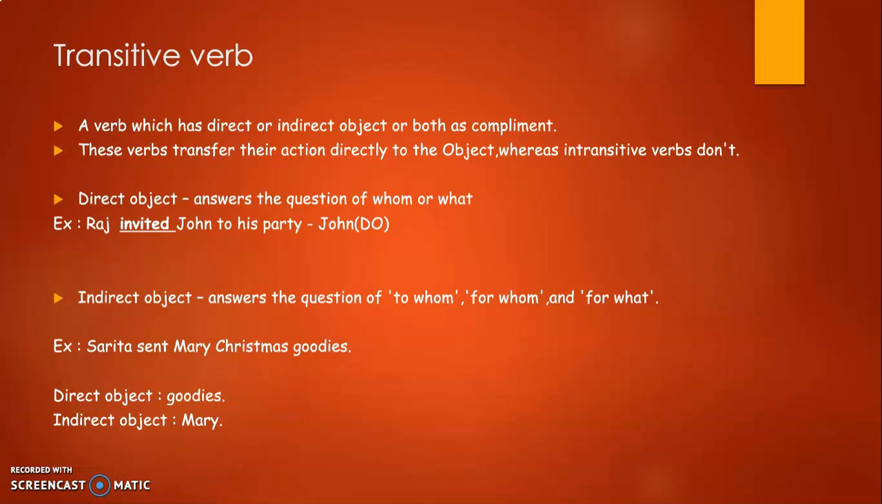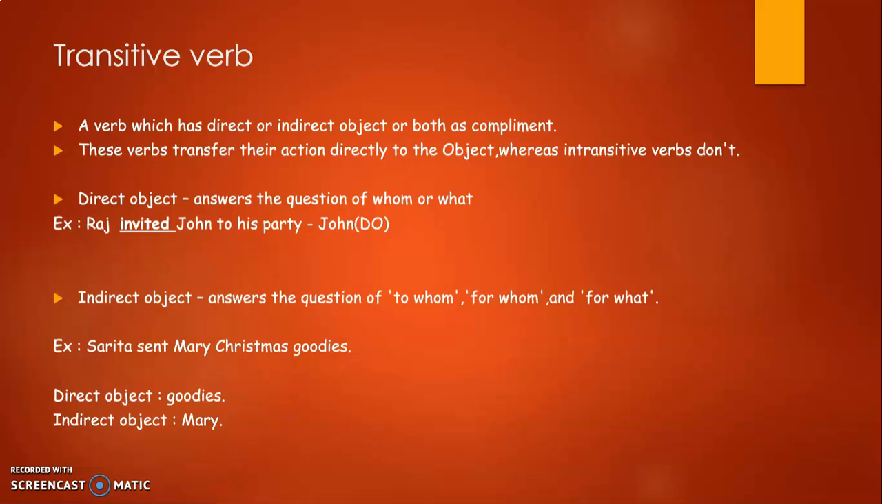So, what is a transitive verb? A verb which has a direct or indirect object or both as complement. Sorry, here it is complement, C-O-M-P-L-E-M-E-N-T. Next, these verbs transfer their action directly to the object, whereas intransitive verbs don't. We'll discuss intransitive verbs in the coming slides. Let's see what direct and indirect objects are in brief in this video. A direct object in a sentence answers the question of whom or what.